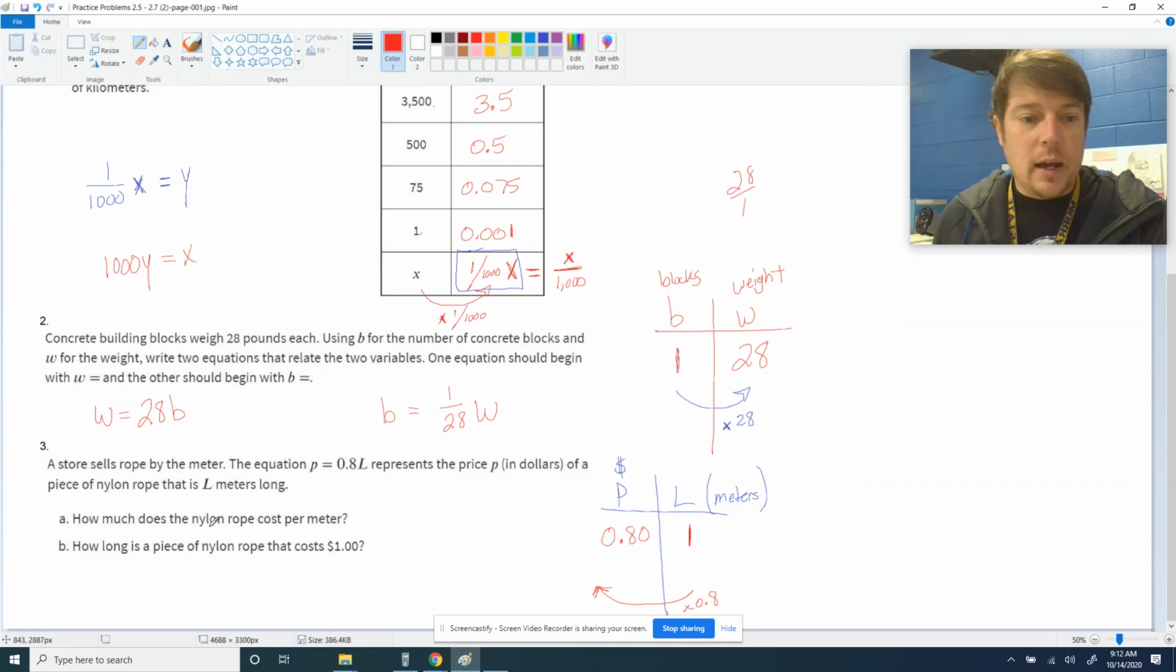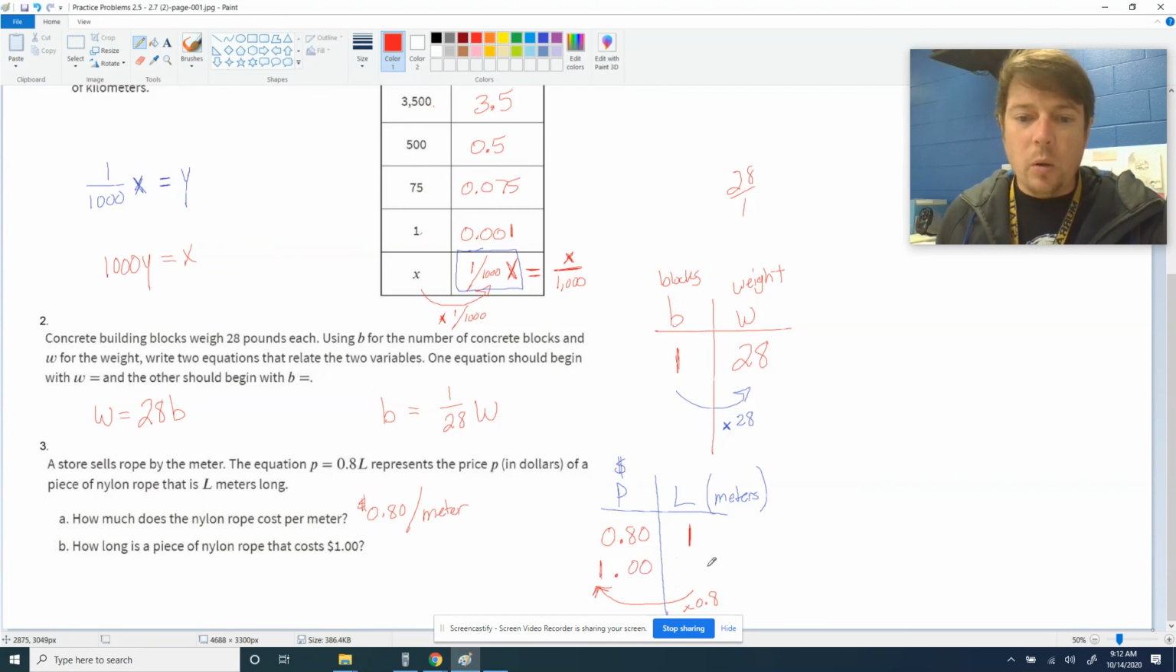How much does the nylon rope cost per meter? Well, I kind of already told you that with my example. 1 meter costs 80 cents. So this is 80 cents per meter. That's what the price of the rope is. How long is a piece of nylon rope that costs a full dollar? Well, we don't know that yet because we know 80 cents. So it's going to be a little bit more than a meter. Let's see how much a dollar's worth of rope would cost.